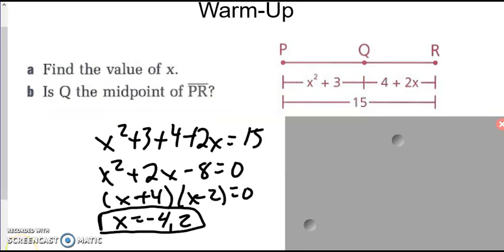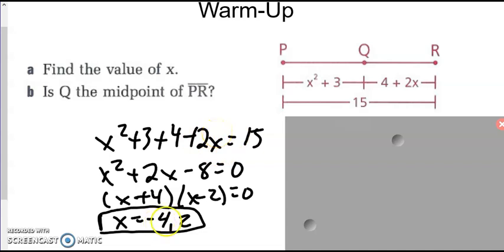Okay, so I got x values of -4 and 2. The important thing to notice here is I did not assume that PQ is congruent to QR because we don't know it's the midpoint. The only thing we know is that PQ plus QR is equivalent to the whole segment PR. So that's the actual equation that I set up.